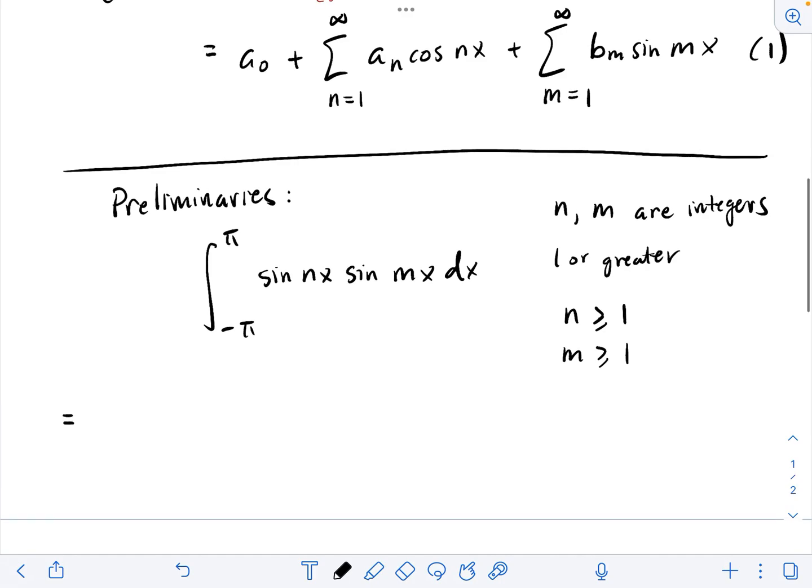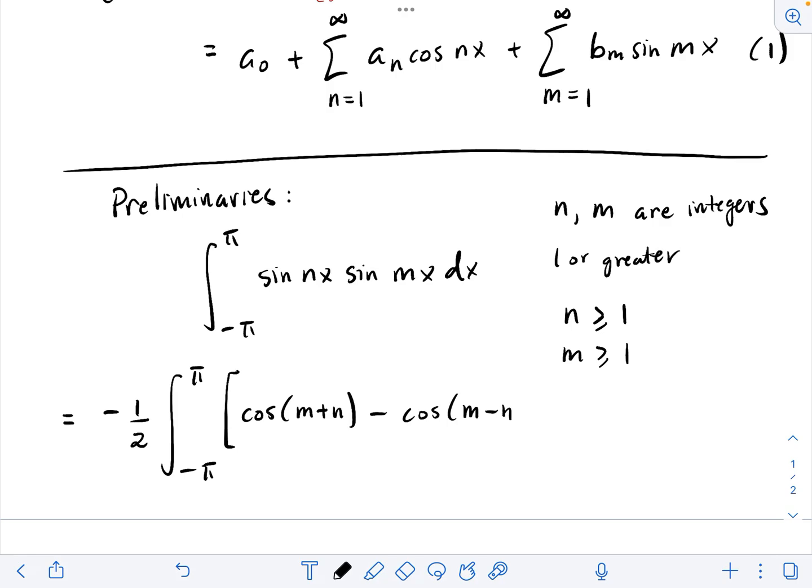And so the trig identity will allow us to write this integrand as minus 1/2 of cos of m plus n, sorry, I forgot an x, there should be an x right here, x minus cos of m minus n x. And then we integrate with respect to x.